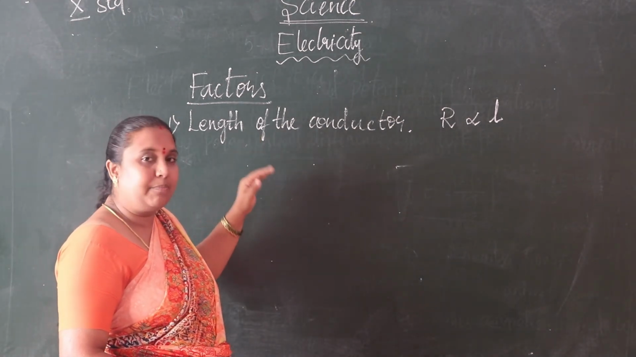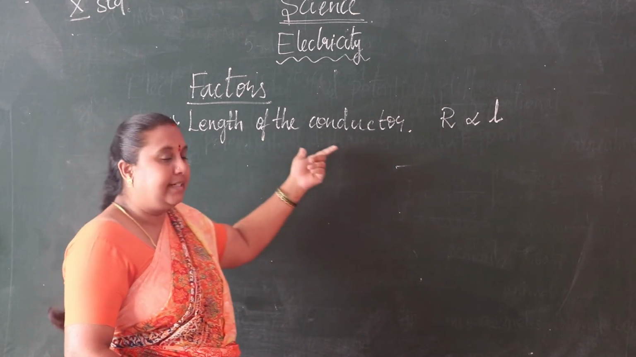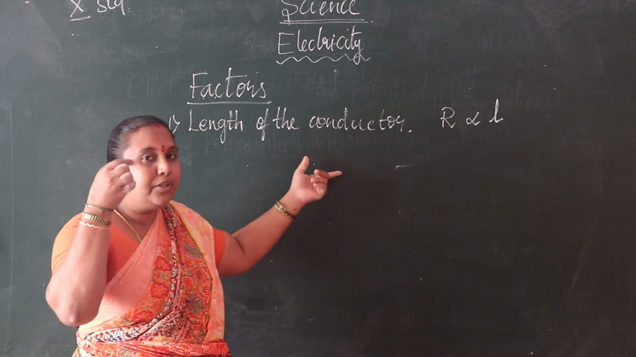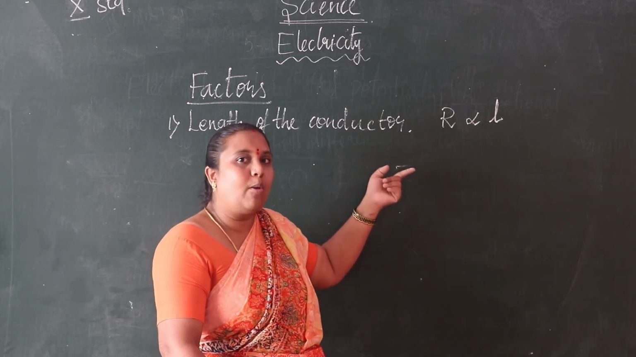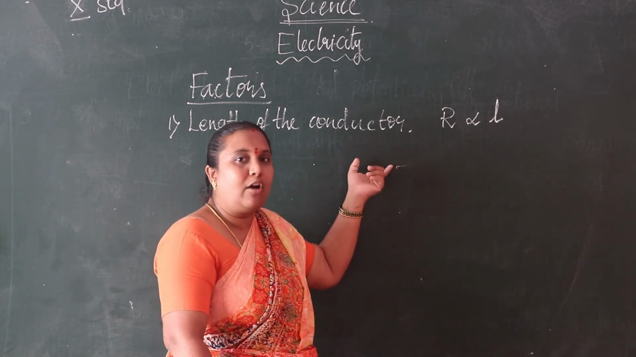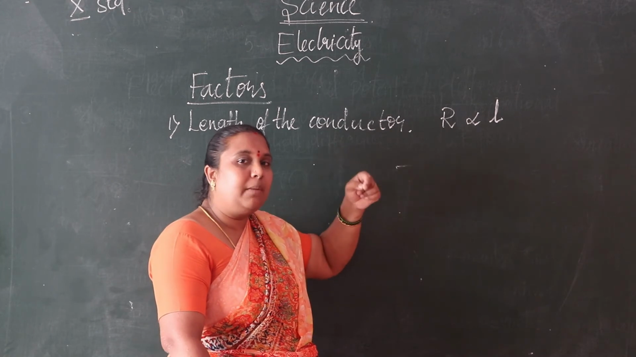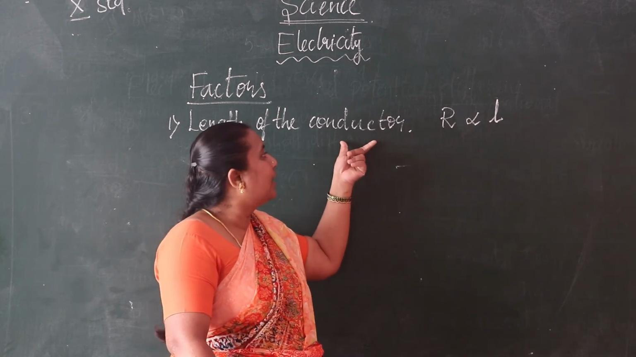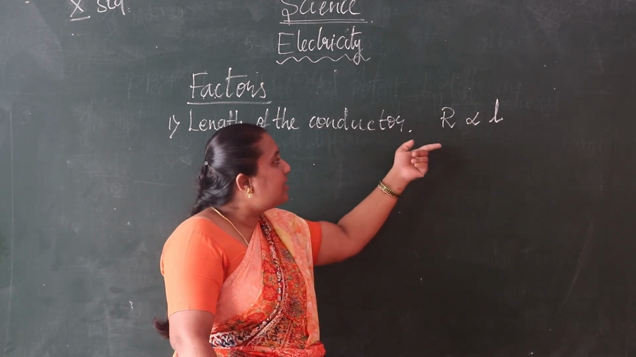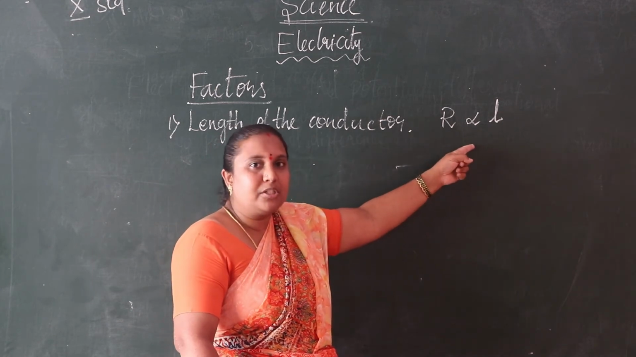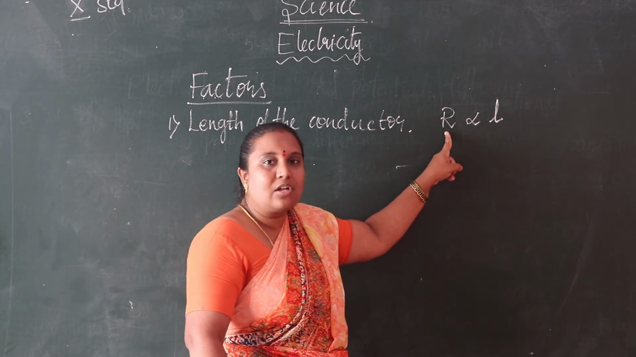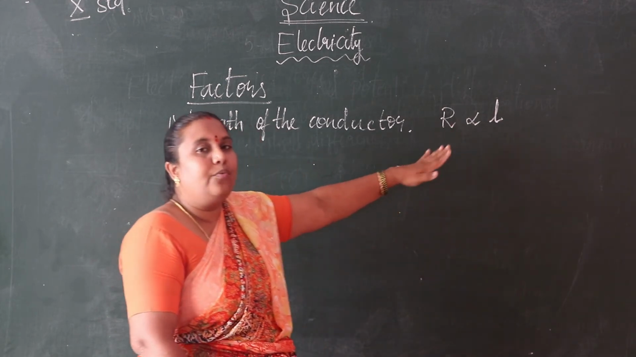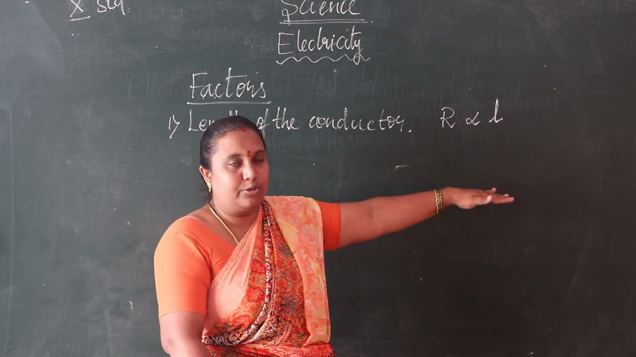What are the factors the resistance of the conductor depends on here? The length of the conductor. You should keep in mind which conductor we have here: copper metal. The metal copper is a good conductor of electricity. So resistance R is directly proportional to length of the conductor. Length increases, resistance also increases, so it is directly proportional.